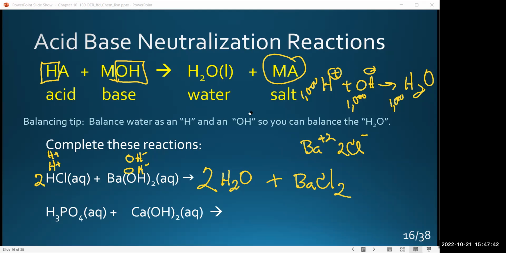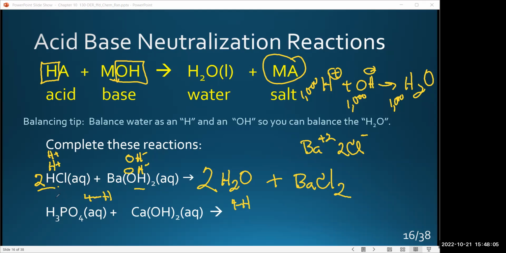All right, so now let's take a look and see if we're balanced. I have 2 hydrogens coming from hydrochloric acid, and I got 2 coming from hydroxide. So there's a total of 4 hydrogens on the reactant side. And there are 4 hydrogens in the product side, all in the form of water.